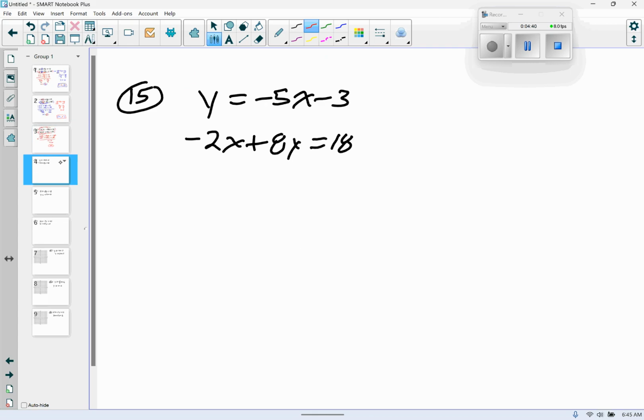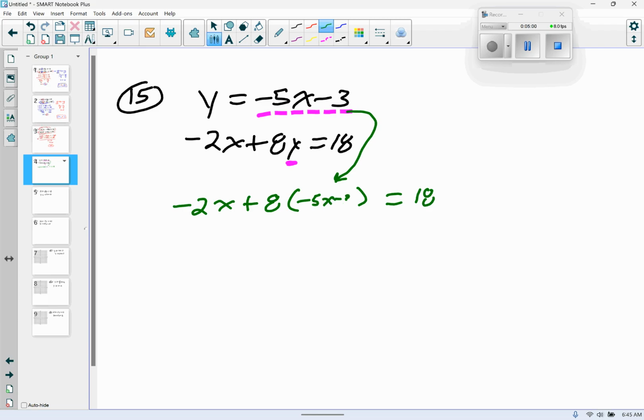Then on number 15, we want to use substitution. That means I'm going to replace. I have y equals, and I'm going to replace that here. So negative 2x plus 8, I'm going to put parentheses, equals 18. Those parentheses are where y used to live. I'm going to replace that with negative 5x minus 3. Distribute the negative 8 over both of those.